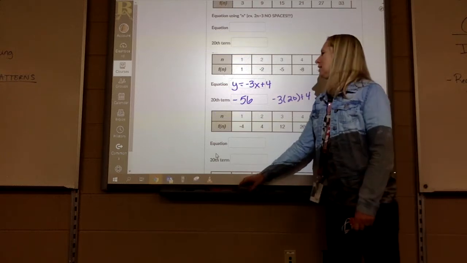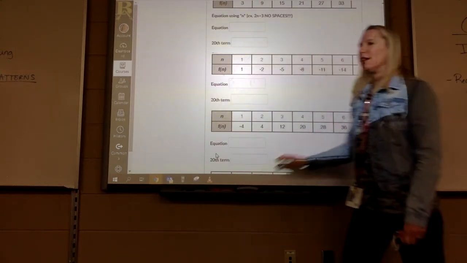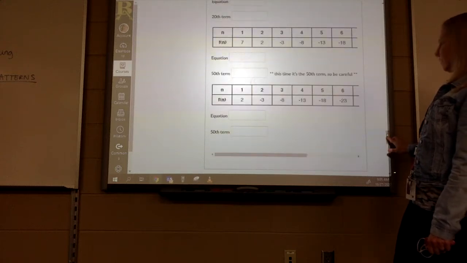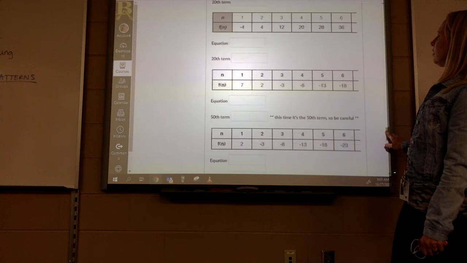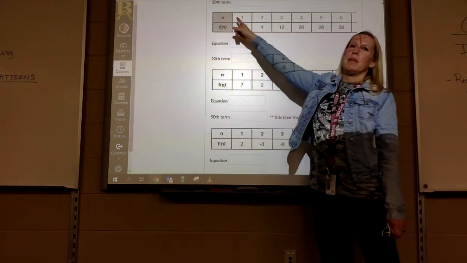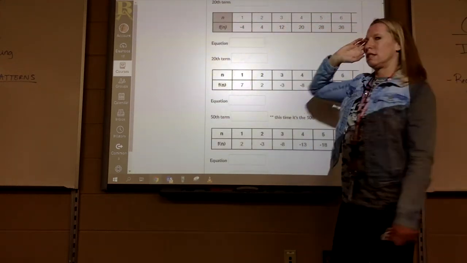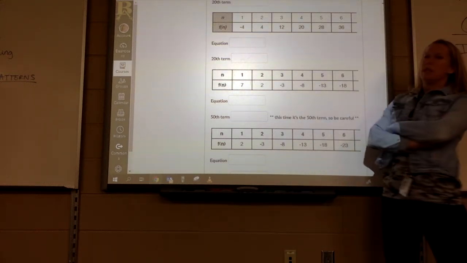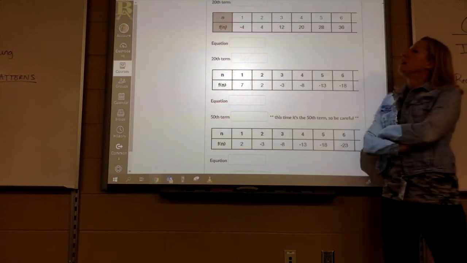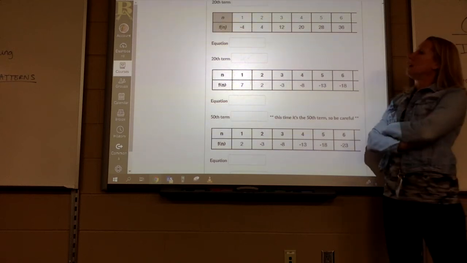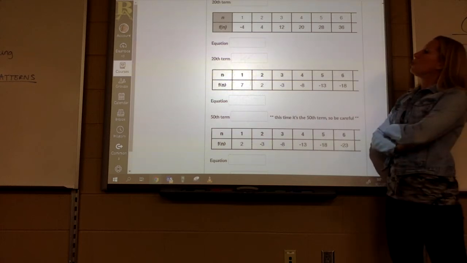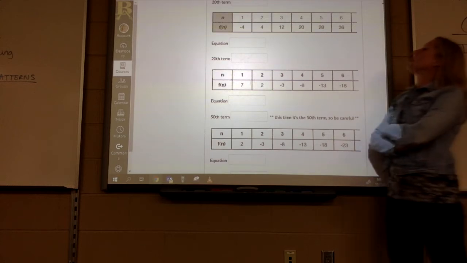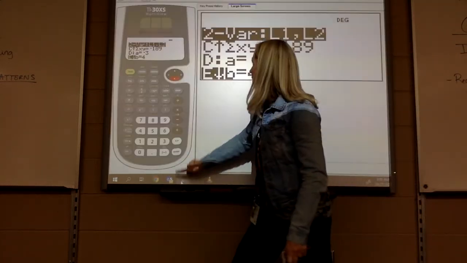All right. This isn't too bad, is it? Is it better than doing the whole algebraic way? I like this. Calculator, go. Okay, so same in list 1: 1, 2, 3, 4, 5, 6. And then list 2 is negative 4, 4, 12, 20, 28, and 36.